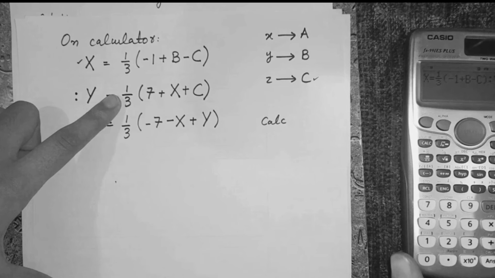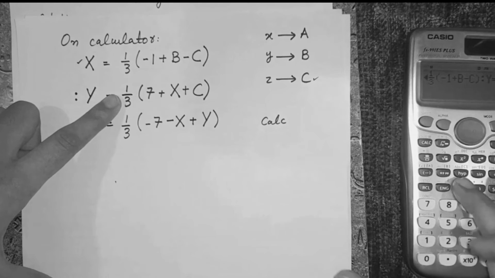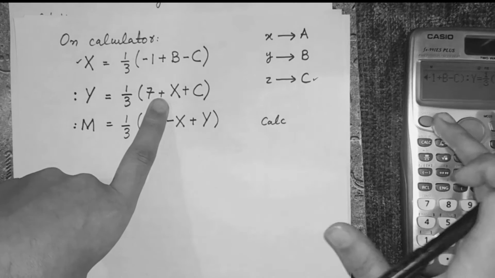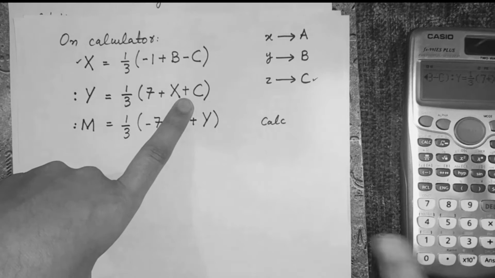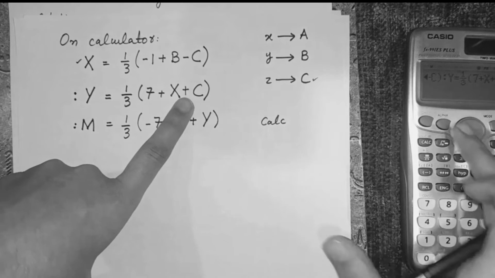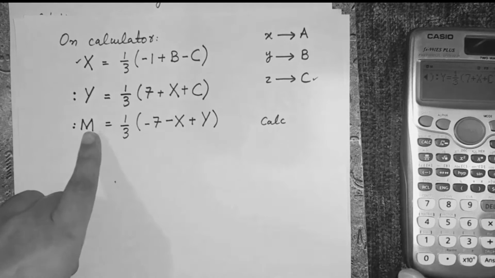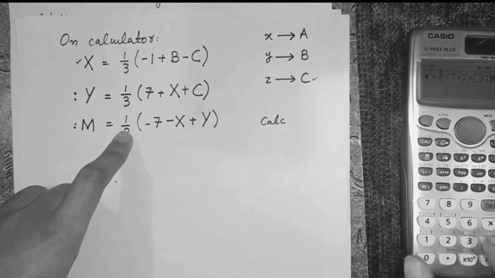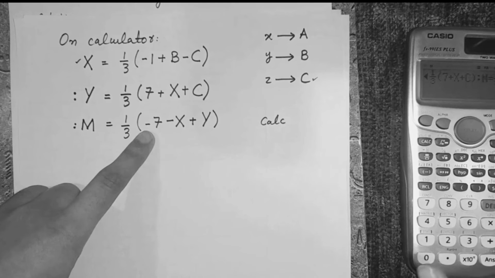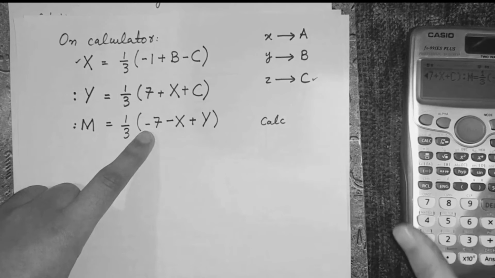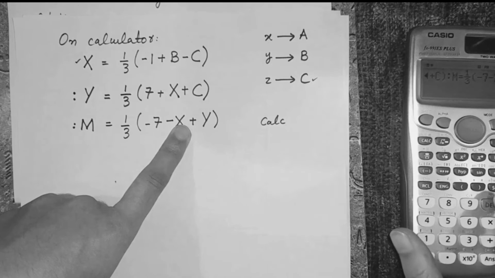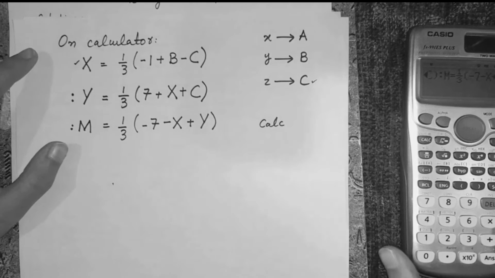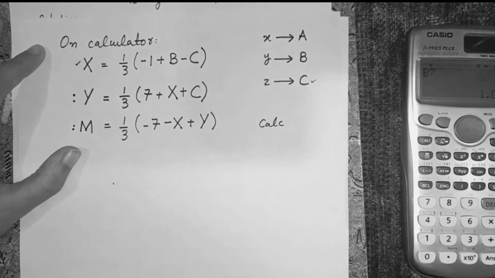Now we'll write the next one, which is alpha Y equal bracket. No, sorry, we have to write 1/3 first. 1/3 bracket 7 plus alpha X, plus alpha C. Okay, colon. Now alpha capital M is equal to 1/3 then put a bracket, negative 7 minus alpha X plus alpha Y. So we have written this whole little program on the calculator. Now we just have to press CALC.